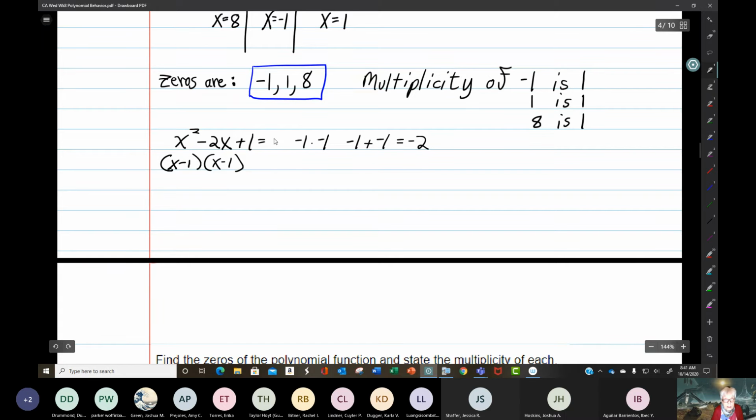And I've got to turn this into an equation so that x minus 1 equals 0. Oh, I'm moving too fast. x minus 1 equals 0. x minus 1 equals 0. x equals 1 and x equals 1. How nice.